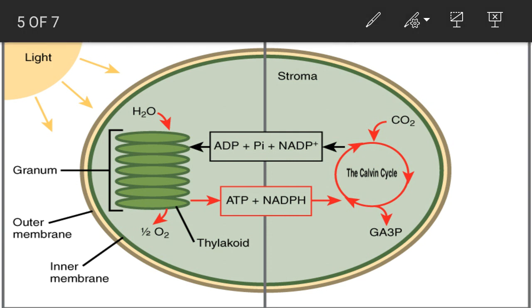In this light reaction, cyclic and non-cyclic photophosphorylation occurs, where the water molecule is broken down into molecular oxygen, which is released in the atmosphere with the release of some protons, and the product of this cyclic and non-cyclic photophosphorylation, overall, is ATP and NADPH.